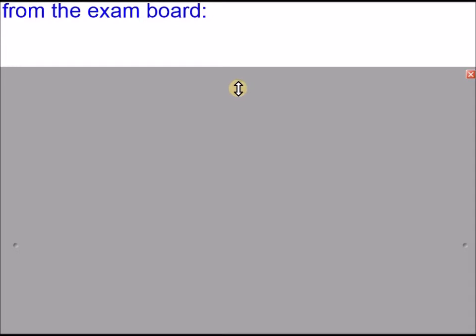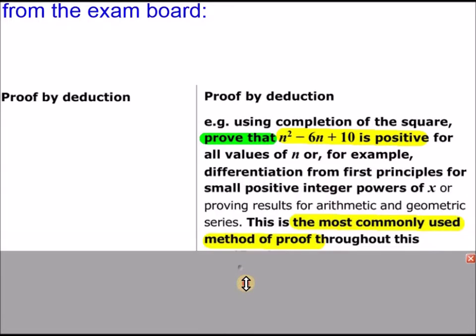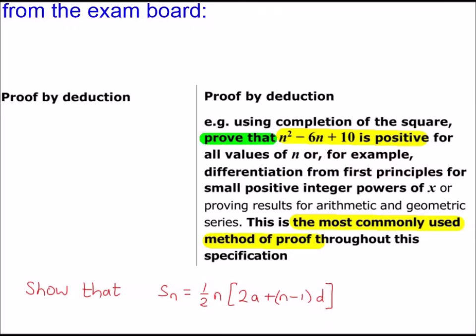The Edexcel exam board specifications state for proof by deduction that you need to be able to prove examples like this, where n squared minus 6n plus 10 is always positive. It says prove that, or they'll use the words show that, and it's the most commonly used type of proof throughout the course. Here's another example: show that the sum of the first n terms of an arithmetic series is given by this formula. So again, they might say prove that or show that.